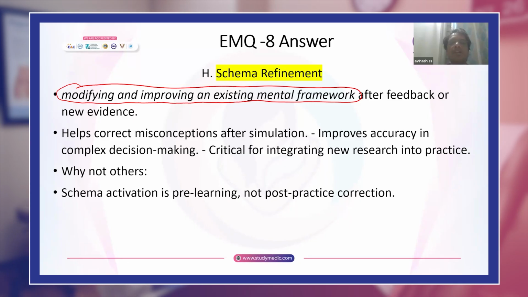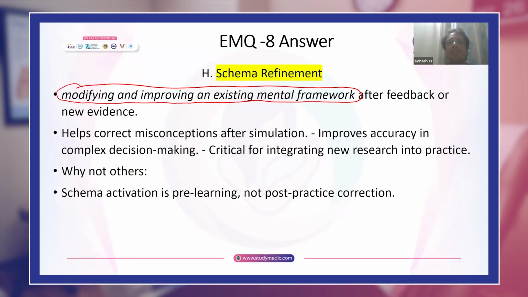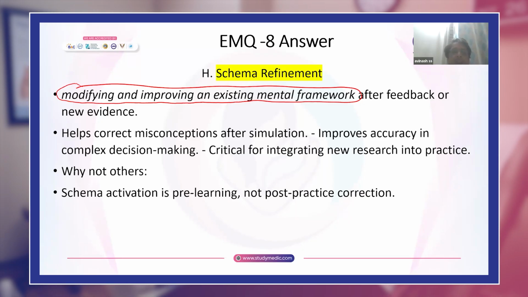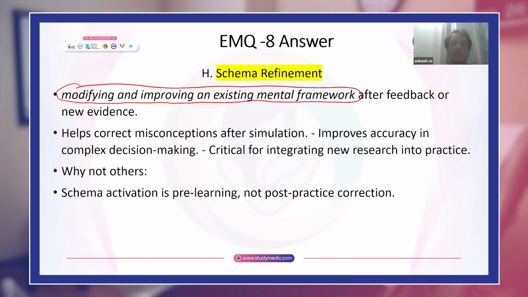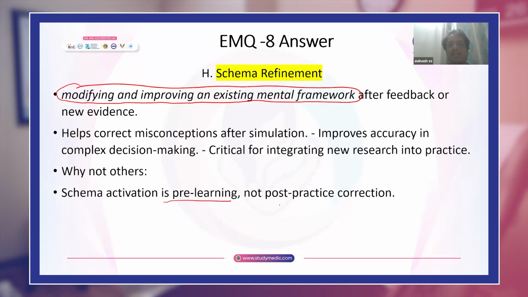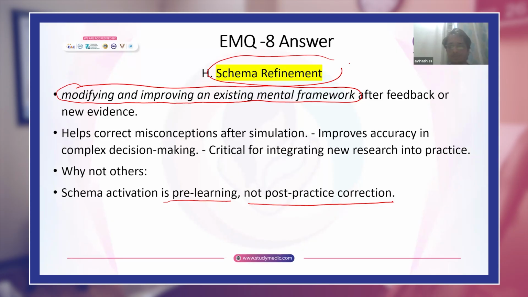It usually helps to correct our misconceptions after we perform the simulation. Then again, when we perform the simulation, it may improve the accuracy in complex decision making in actual real settings. So this is schema refinement. Schema activation is pre-learning, and it is not a post-practice correction, whereas schema refinement is post-practice correction.